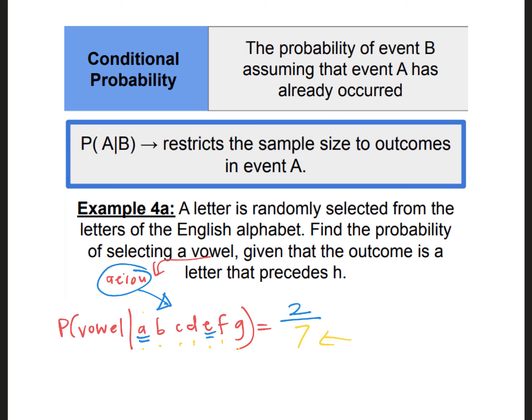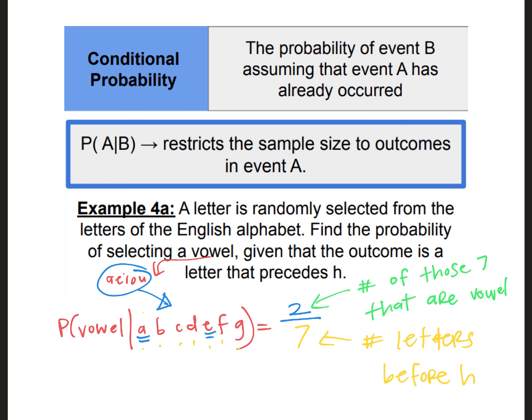So on the bottom here, we have our number of letters before H. On top, we had the number of those 7 that are vowels. So really for this problem, you have to figure out this second half first. Okay, how many things do I have to choose from? And then how many of those things meet that first requirement?